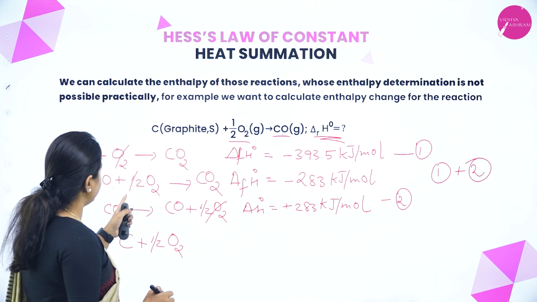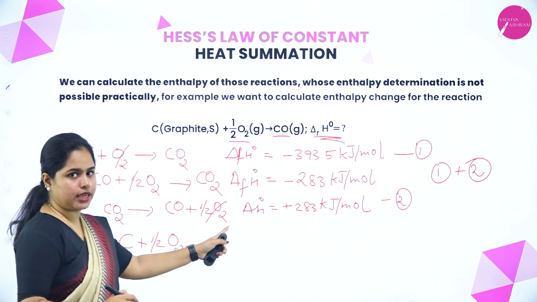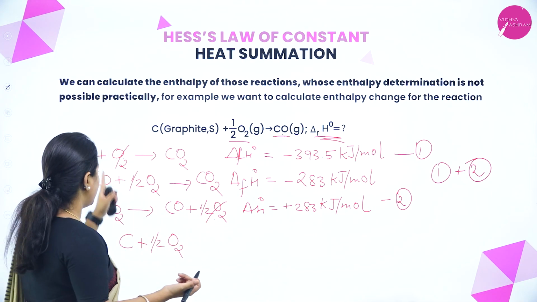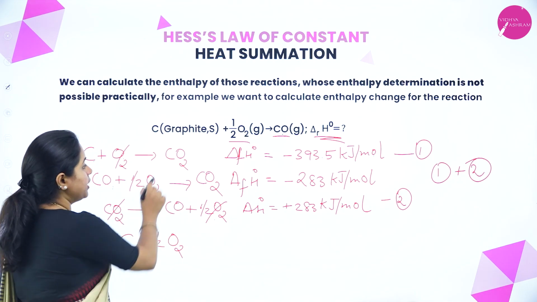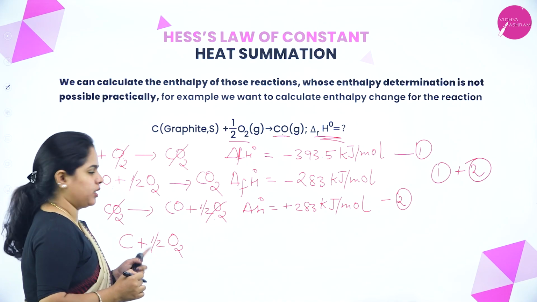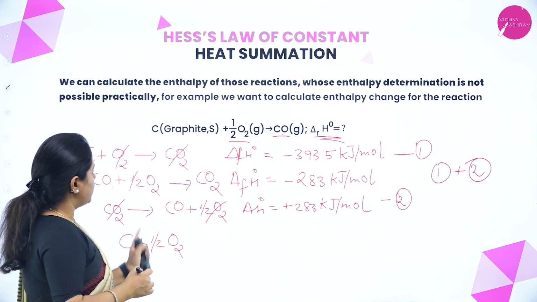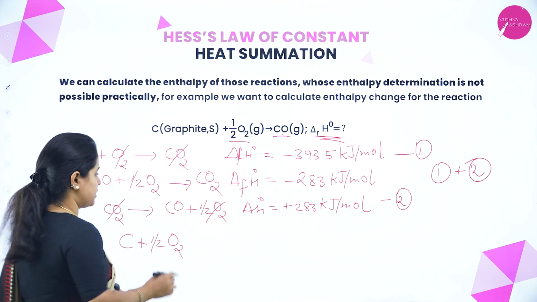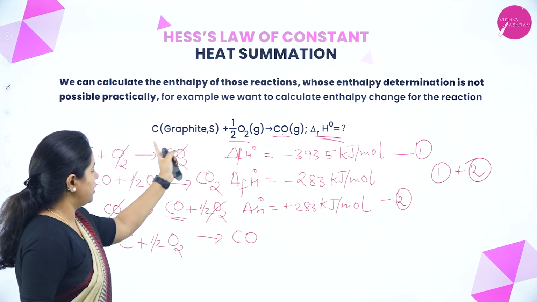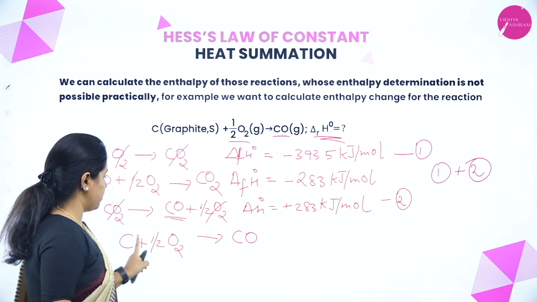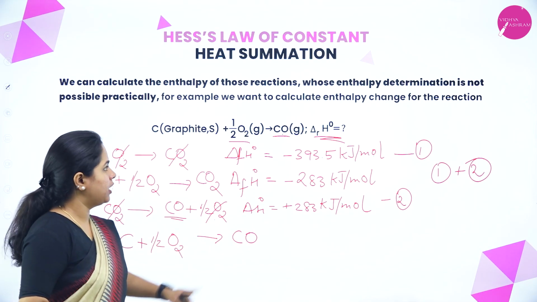Okay, so what happened here? This O2 and this O2 get cancelled, only half O2 will remain. Now what else is present in the reactant side? Yes, carbon dioxide is here, but in the product also you have carbon dioxide. So those two will get cancelled. So now what else is remaining in the product side? Only carbon monoxide. Right. So I got the equation. Yes, as you can see, carbon plus half O2 giving carbon monoxide.